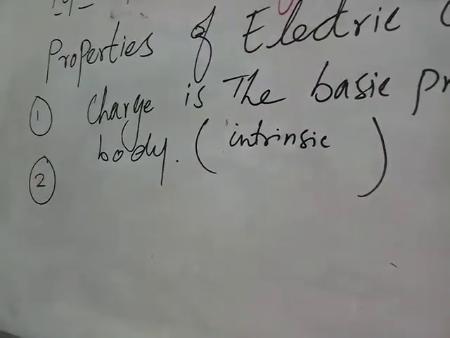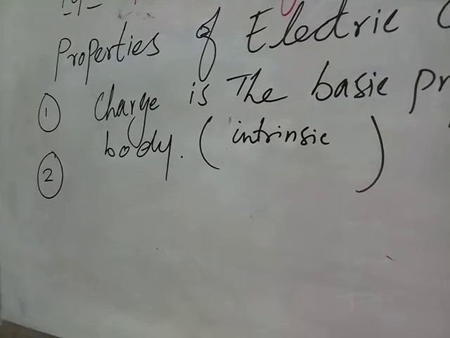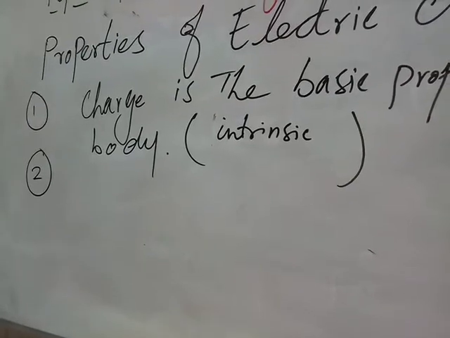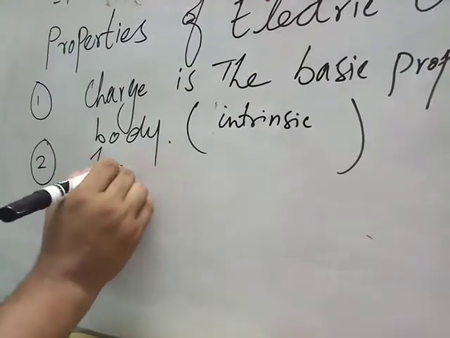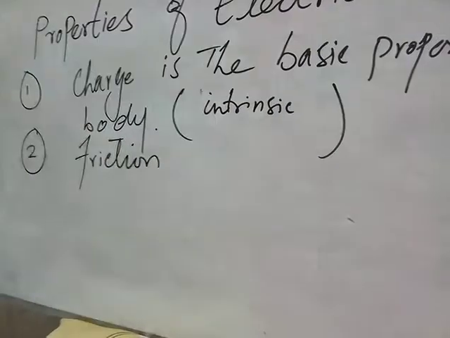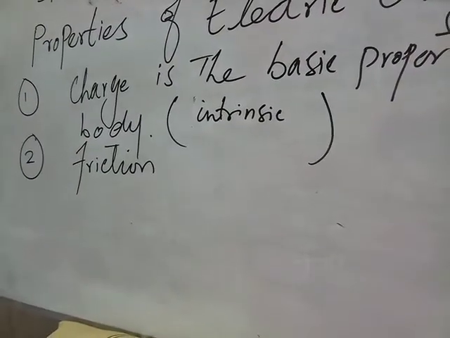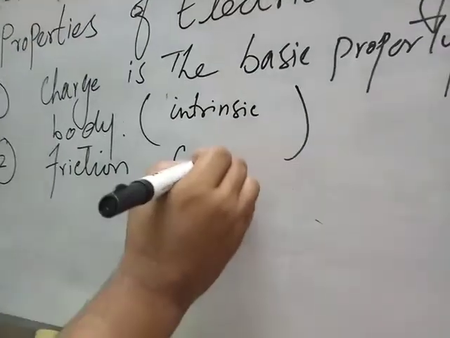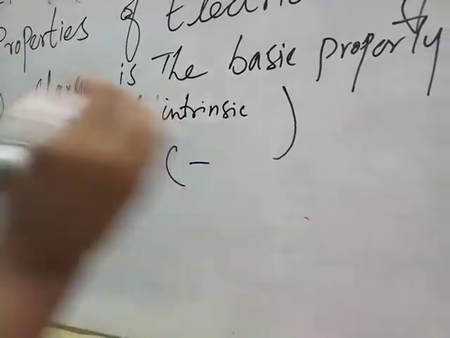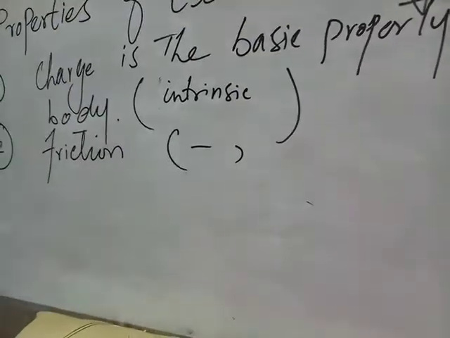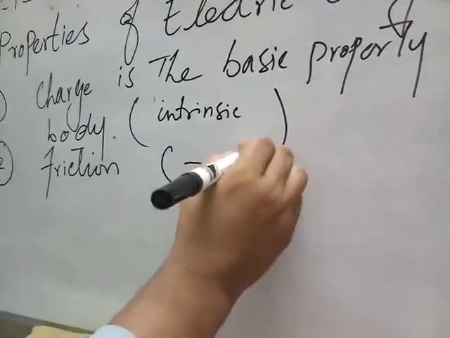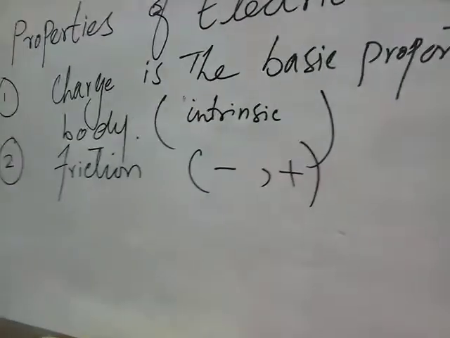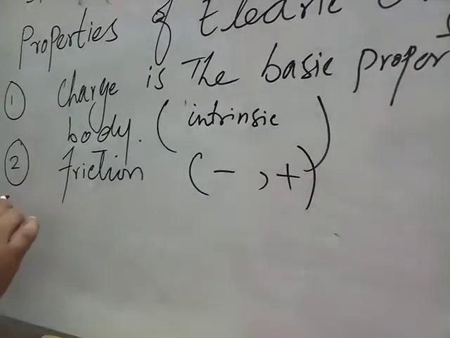The second point is friction. Friction produces two different charges. Like when we rub a plastic rod with fur, it is negatively charged, and when a glass rod is rubbed with silk, it will be positively charged. So friction will produce the charges on a body.